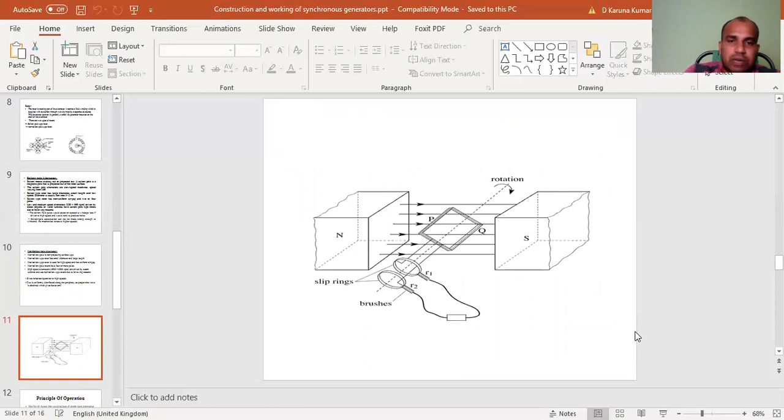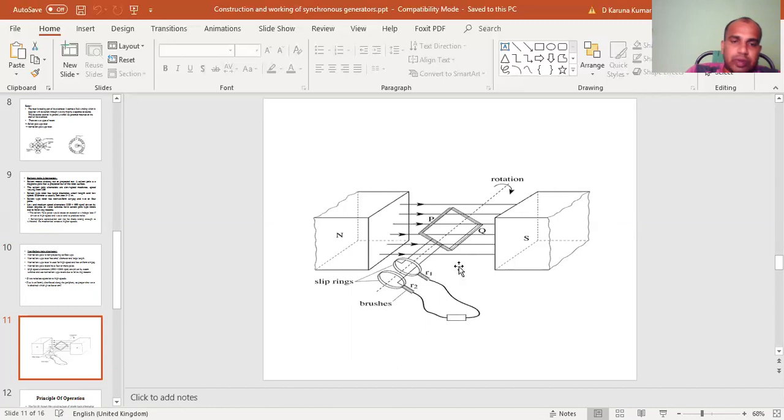The next topic is the working principle and operation of the synchronous generator. This is the construction of a single turn alternator to generate the sine wave. The alternator consists of permanent magnets, a north pole and a south pole, and a single turn rectangular coil. The rectangular coil is made of two conductors, P and Q. These conductors are connected to each other at one end, whereas the other ends are connected to slip rings mounted on the shaft. The single turn coil can rotate around its own axis in a clockwise or anti-clockwise direction.